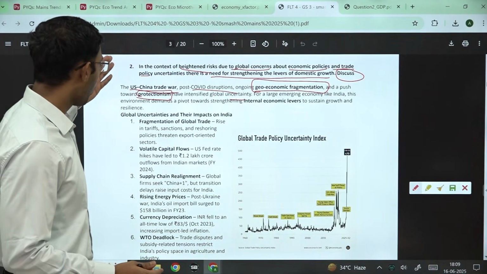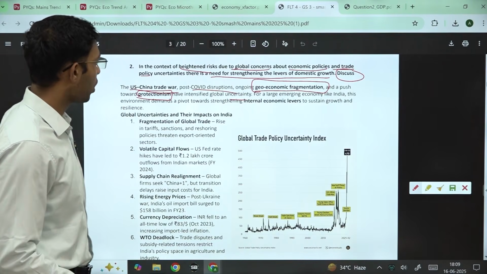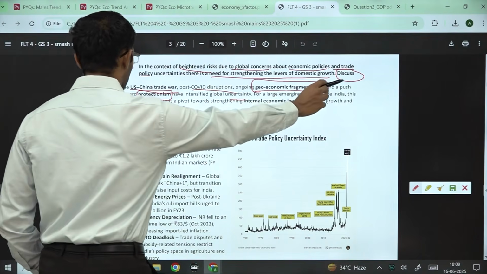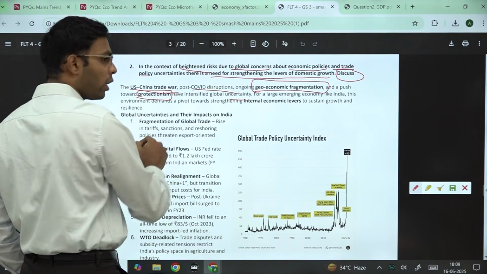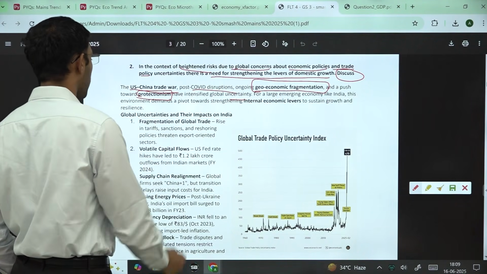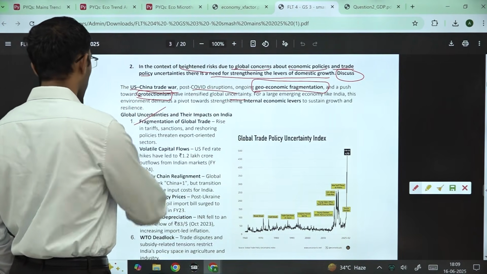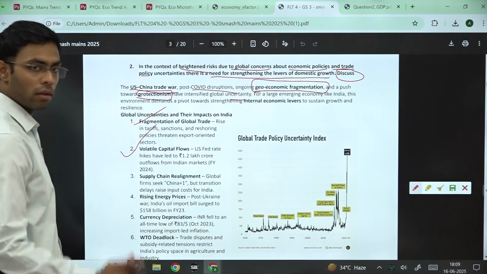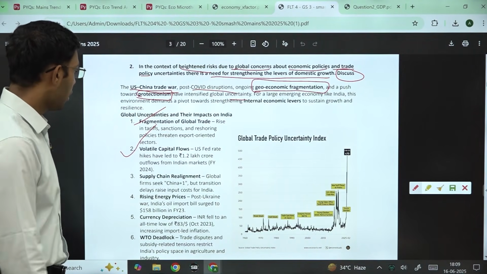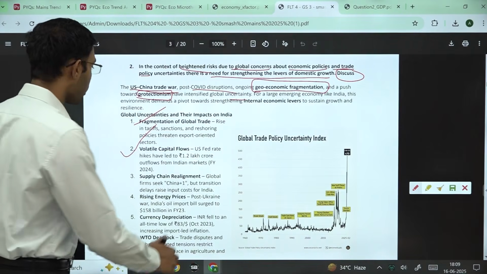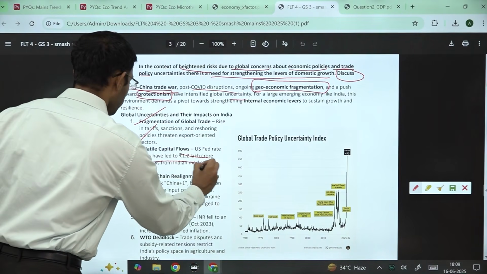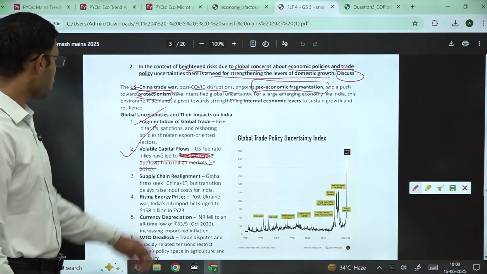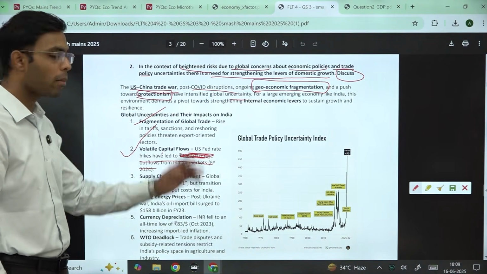So what are the global uncertainties and what is their impact on India? Because it's a discuss question, now we are just giving point-wise arguments as to what the global uncertainty is. Fragmentation of trade, volatile capital flows. Now look at the validation that is being done. This is the X factor that you need in your answer. Just think, I write this answer but I don't mention this point. Volatile capital flows: US Fed rate hikes have led to outflows from Indian market.